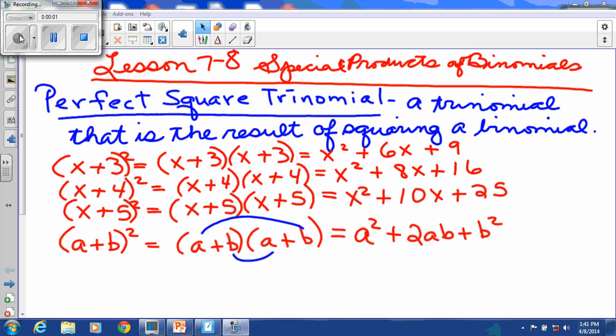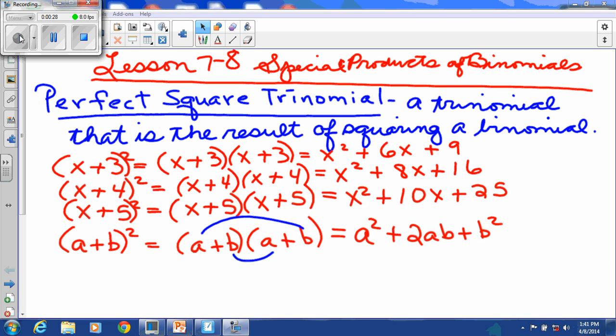The last section in chapter 7, which has dealt with exponents and polynomials. In today's lesson, we're going to be taking a look at special products of binomials. Now remember, a binomial is simply a polynomial that has two terms, such as x plus 3 or x plus 4. We're going to be looking at some patterns that help us to find these special products more quickly.